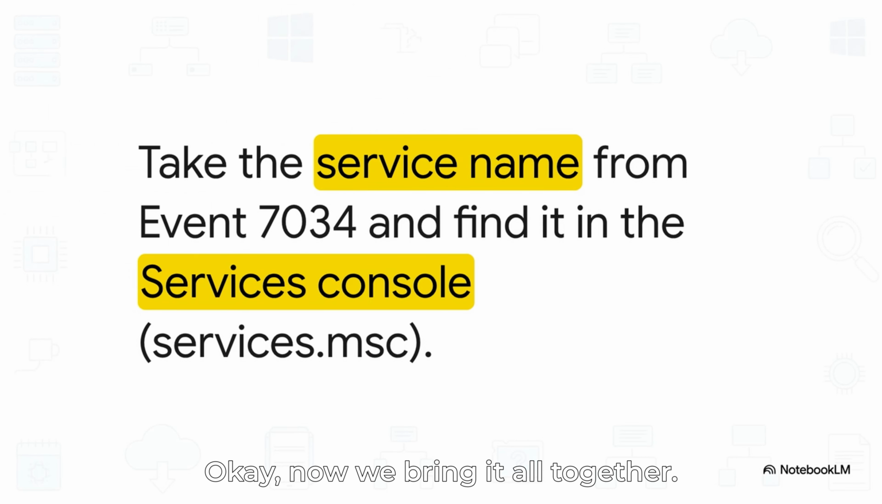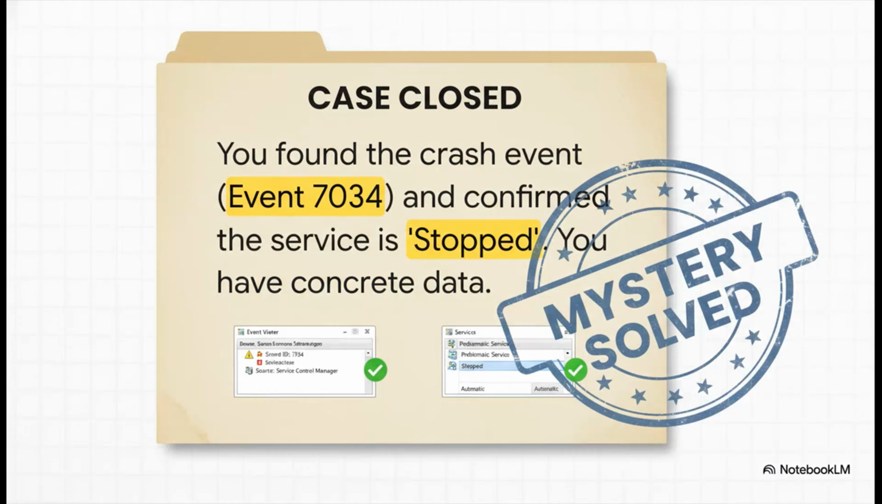Okay, now we bring it all together. We take the name of that crashed service we found in Event 7034, we pop over to our other tool, Services.msc, and we just look for that name in the list. And what do you know? There it is. In the status column, totally blank. It stopped. Now you've got the whole story.